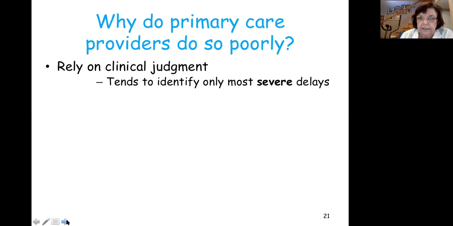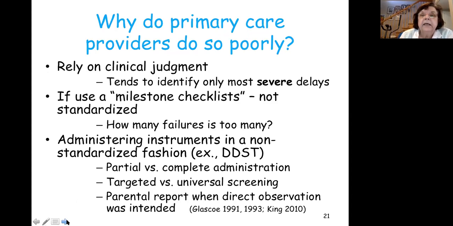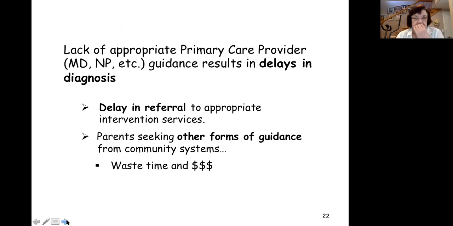It's that reliance on clinical judgment that only is going to identify the most severe delays. If you use milestone checklists that aren't standardized, how many failures are too many? And then, as I alluded to with the DDST, administering instruments in ways that they weren't designed to be done or that they were not calibrated on will give you some bad results.